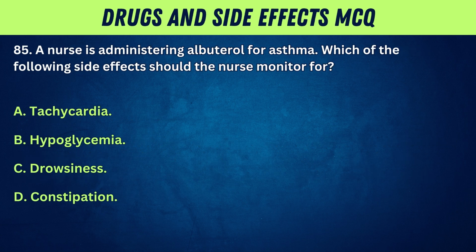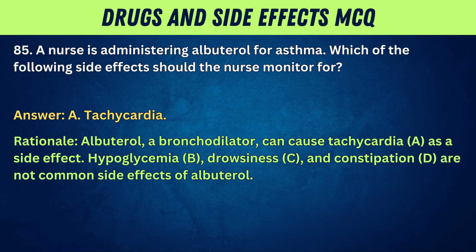85. A nurse is administering albuterol for asthma. Which of the following side effects should the nurse monitor for? A. Tachycardia. B. Hypoglycemia. C. Drowsiness. D. Constipation. Answer: A. Tachycardia. Rationale: albuterol, a bronchodilator, can cause tachycardia as a side effect. Hypoglycemia, drowsiness, and constipation are not common side effects of albuterol.